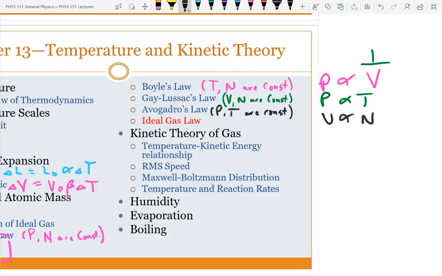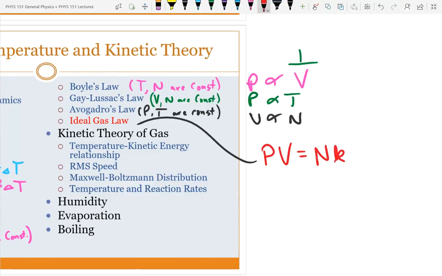That one equation of state we call the ideal gas law, which says pressure times volume is equal to the number of molecules times a constant, Boltzmann's constant, multiplied by the temperature. And a lot of you have learned that relationship. What's the difference in the two?